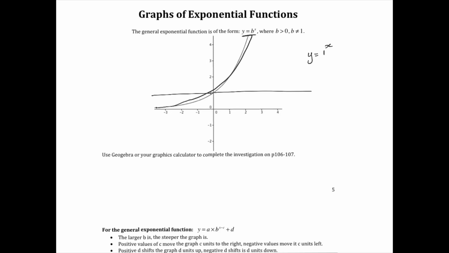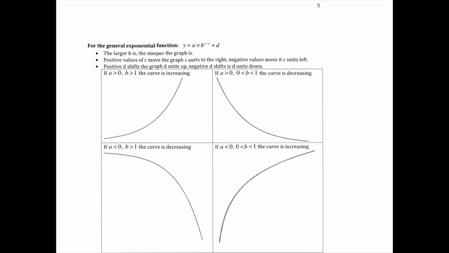So like the bigger the number under the x, the question is what happens to the graph. So for the general exponential function, y equals a times b to the x minus c plus d, the larger b is, the number to the base and to the power of x, the steeper the graph is. For instance, 10 to the x will be steeper than 2 to the x, which will be wider.